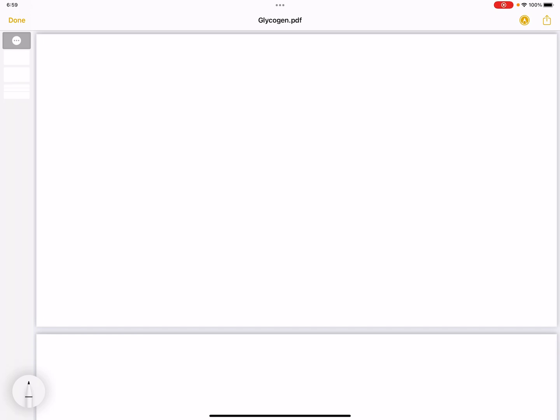Let's talk about glycogenesis as well as glycogenolysis and glycogen storage diseases. Now let's start from the beginning. Let's start with glucose. Glucose can be converted into glucose 6-phosphate.